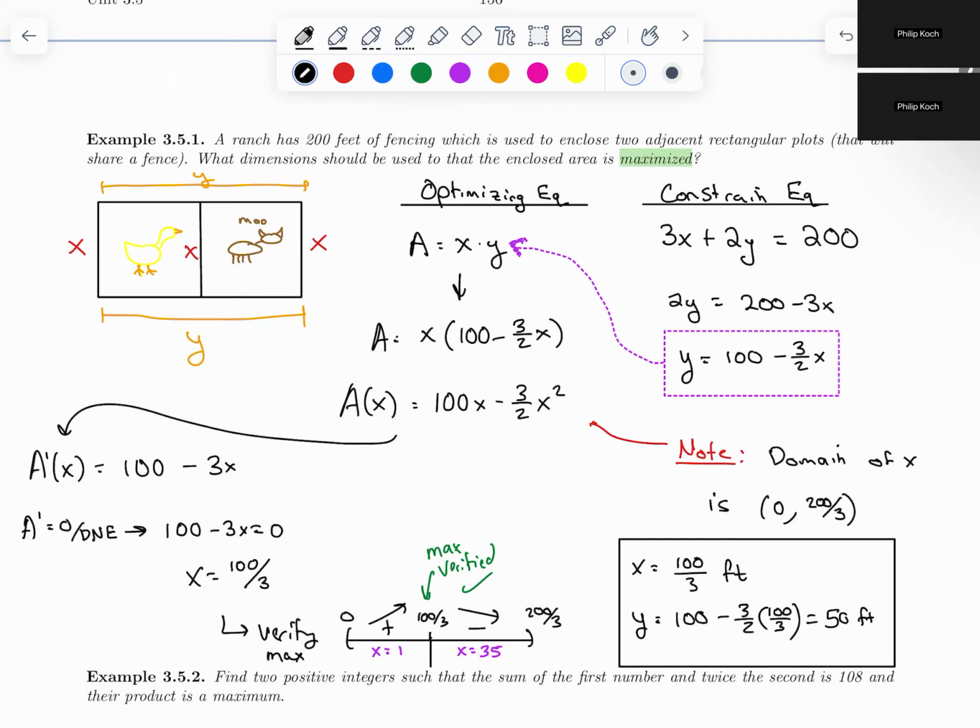Yes. Dave. Just making sure that we're not using any of the fencing as part of the center where there's a fence. No, we are. That's why it's 3x instead of 2x.